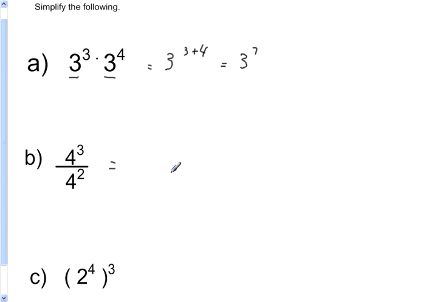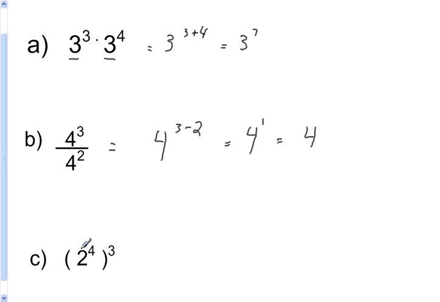In the next example, in B, we have the base the same. The base is both 4, and we're doing division. This is where we subtract the exponents. So it becomes 4 to the 3 minus 2, which is just 4 to the exponent 1. Anytime we have an exponent 1, we don't write it, we just write the base. If we have a base and there's no exponent, the implied exponent is 1. That is the quotient law.